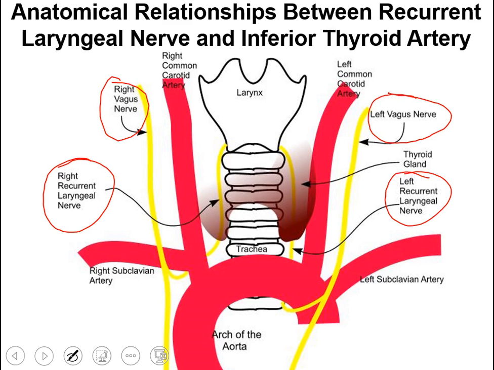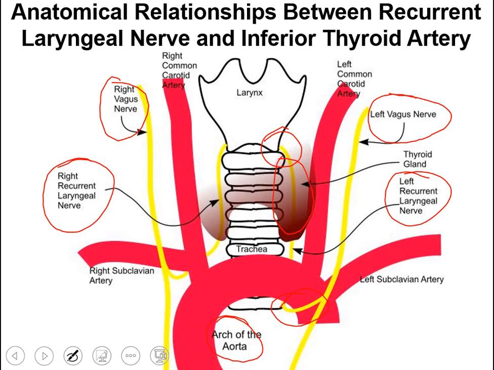The left recurrent laryngeal nerve passes in front of the arch and then wraps underneath and behind it. Branches of the recurrent laryngeal nerve then pass behind the thyroid gland and enter the larynx underneath the inferior constrictor muscle. This nerve innervates all the intrinsic muscles of the larynx with the exception of the cricothyroid muscle. Remember that one was the superior laryngeal nerve.